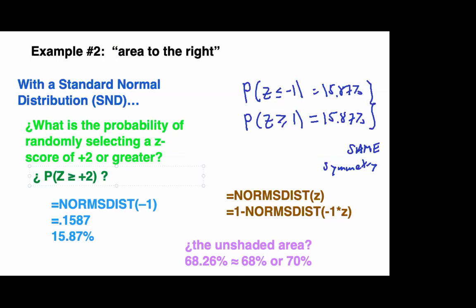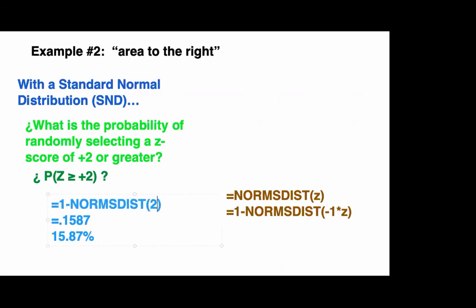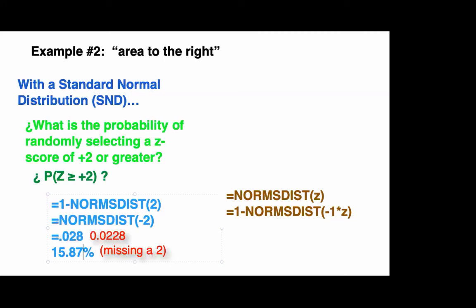Recall, the functions in Excel all give the area to the left, so if we want the area to the right, we need to take advantage of the fact that the total area is 100%. So we would enter 1 minus NORMSDIST(2). Or we alternatively could enter NORMSDIST(-2) because of the symmetry of the standard normal distribution. This gives the result 0.0228 or 2.28%.